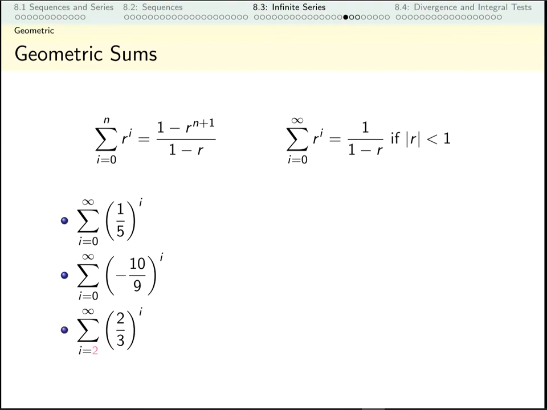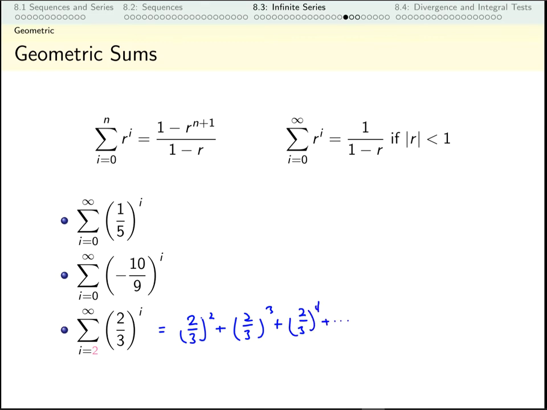Now let's look at what happens if we change the index where we start. This one started at 0. This starts at 2. So to understand what that looks like, let's write out the first couple of terms. This is 2/3 squared plus 2/3 cubed plus 2/3 to the 4th, and so on.